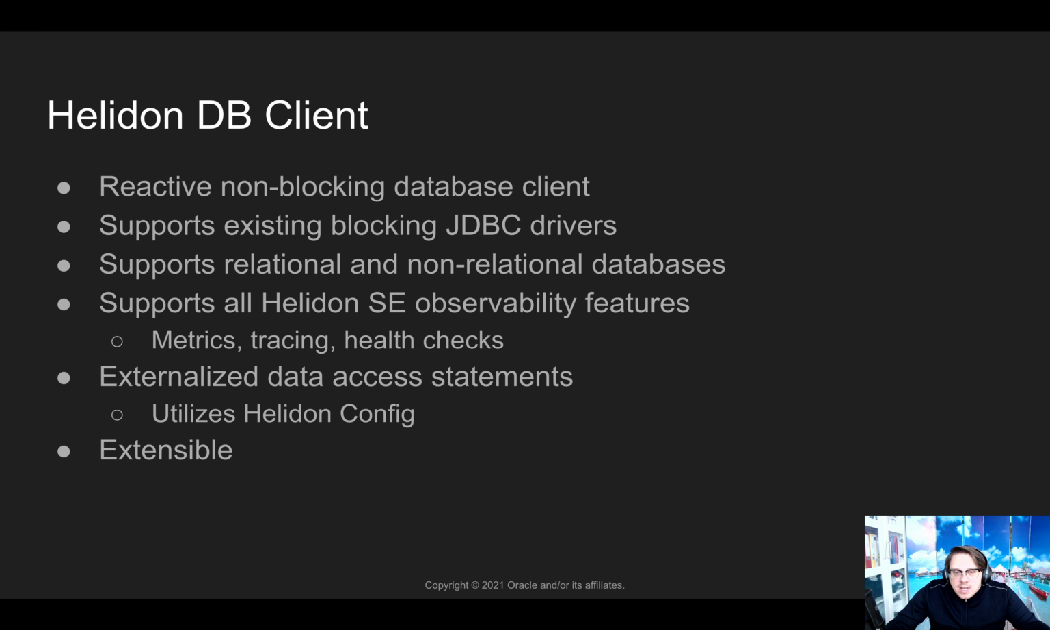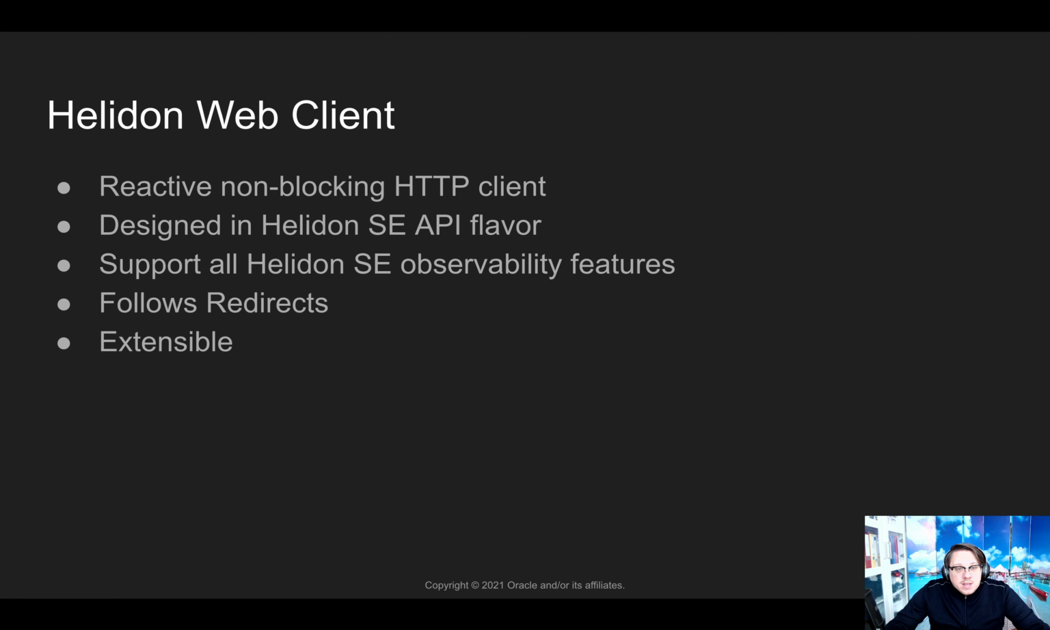And it's very much integrated in our ecosystem. That means metrics, tracing, health check, everything is available out of the box, and of course we utilize the same method of configuration. It's the central way of doing it via Helidon config. The same is true for web clients. If you want to consume somebody else's resources in a non-blocking fashion, there is a web client which is totally non-blocking, following the same API flavor, and it's very much integrated into Helidon features like metrics, health, and everything. So observability features are available, and it's very much extensible.